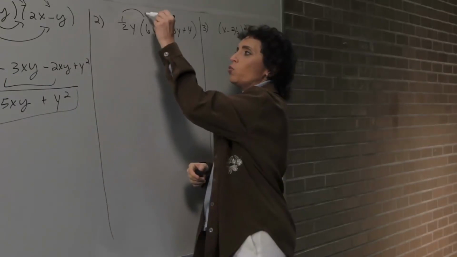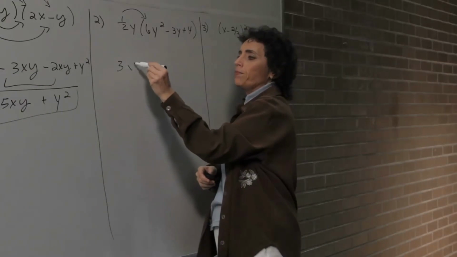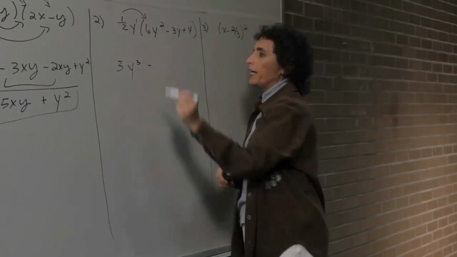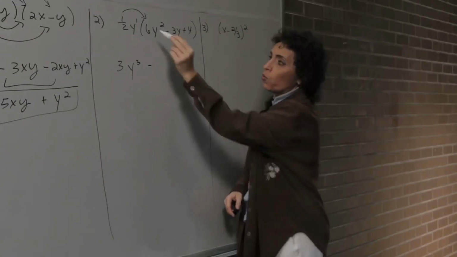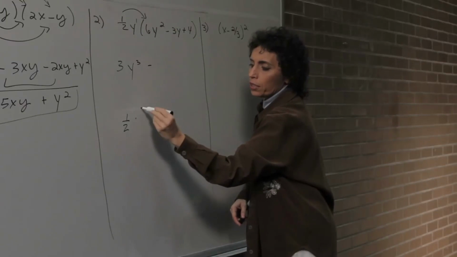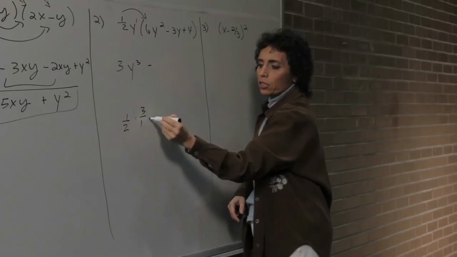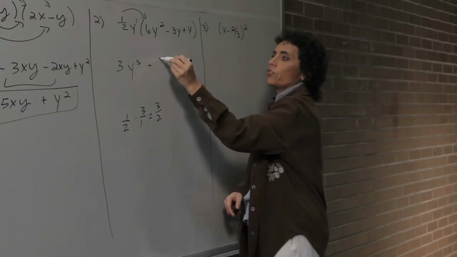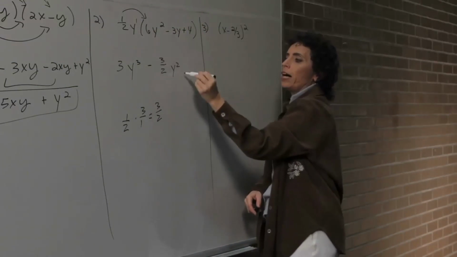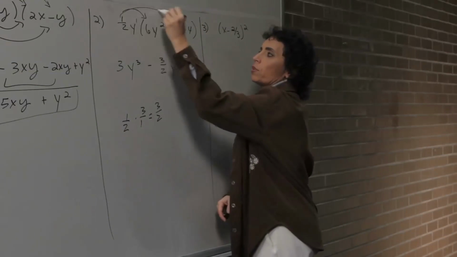So this one's easy, 1/2 of 6. Well, that's 3. Y to the first times y squared is y to the third. Minus. Now we're going to take 1/2 times a negative 3. So that's a negative, but this is all you're doing. It's just 3/2. So this is 3/2 y squared. A positive times a positive is a positive. So we did this, sorry.